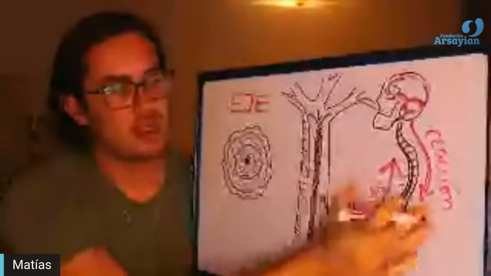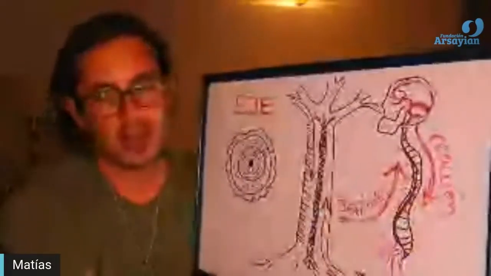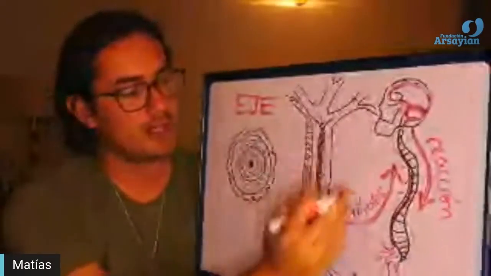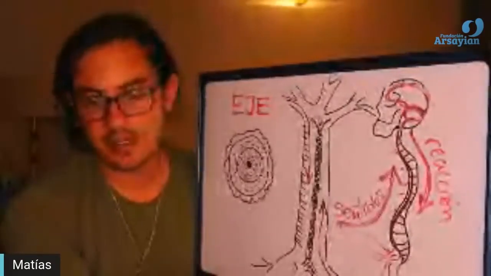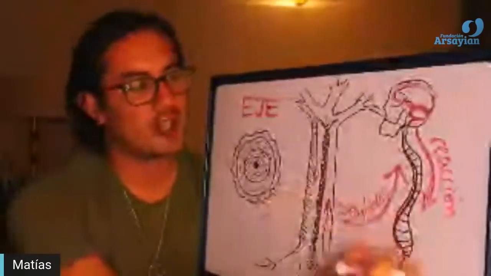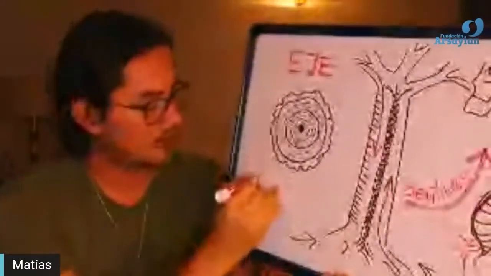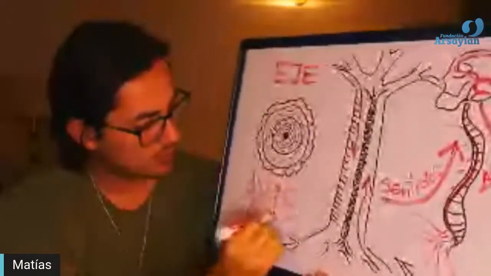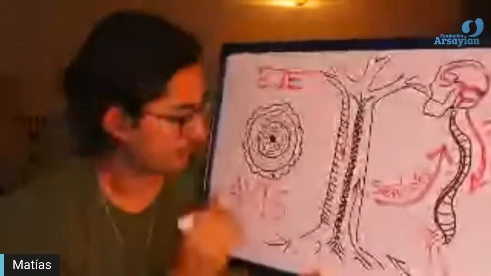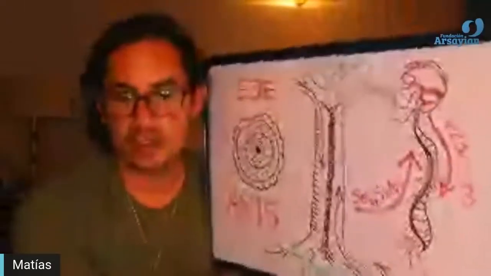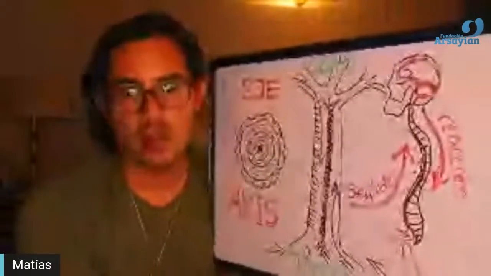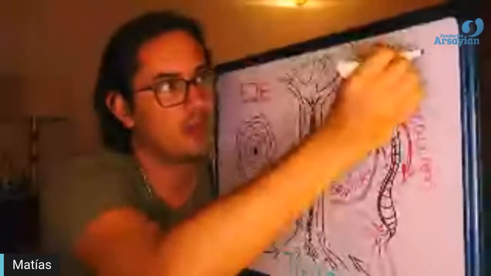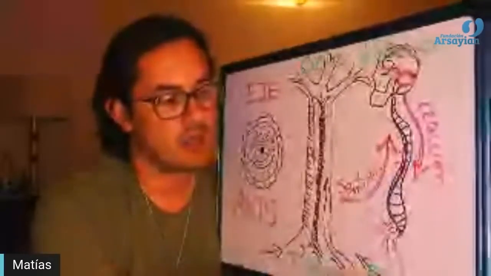If we see this comparison, we have the trunk and the spine, and they both do the same. They are basically the axis. So the key that we share here is the word axis. We are axis of what? Axis in between heaven and earth.